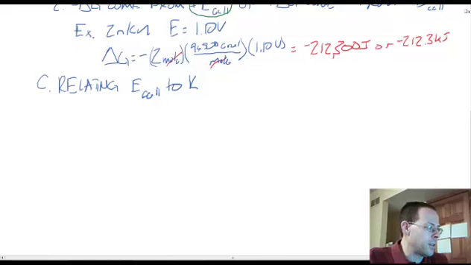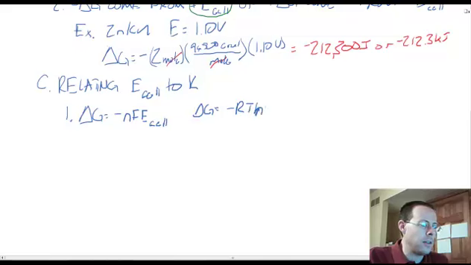And essentially what's going to happen is we're going to combine our equation up here, which was delta G equals negative NF E cell, with our equation from, I guess, 2 units ago, which was delta G equals negative RT ln K. Negative RT natural log of K.